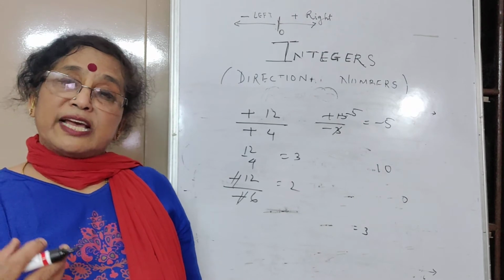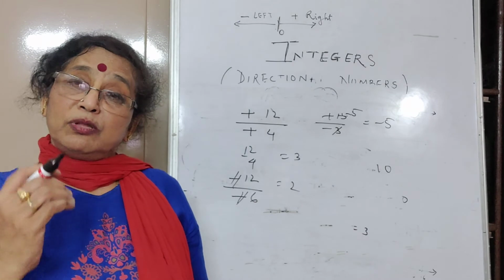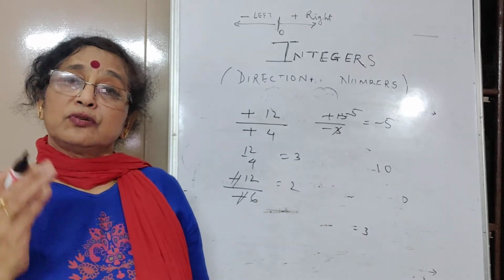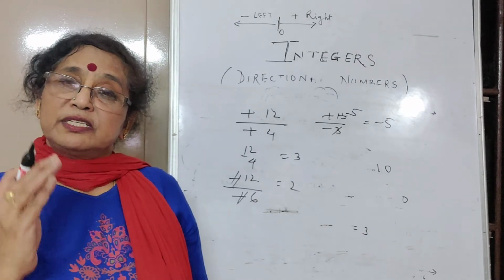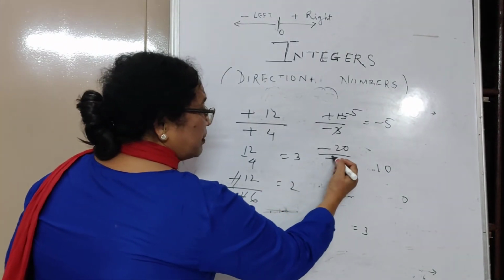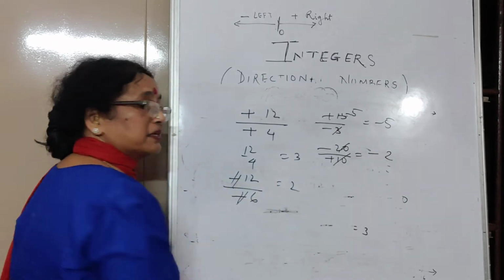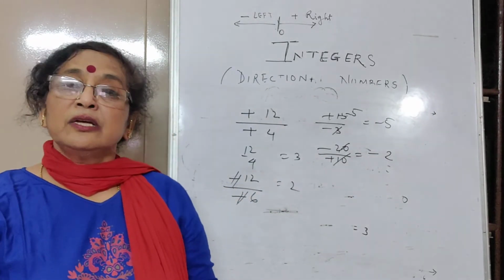Okay, when the two signs are one beside the other, that is multiplication. One below the other, that is division. So same sign, plus; opposite sign, minus. So even if I give you minus 20 divided by plus 10, the answer will be minus 2, a minus.